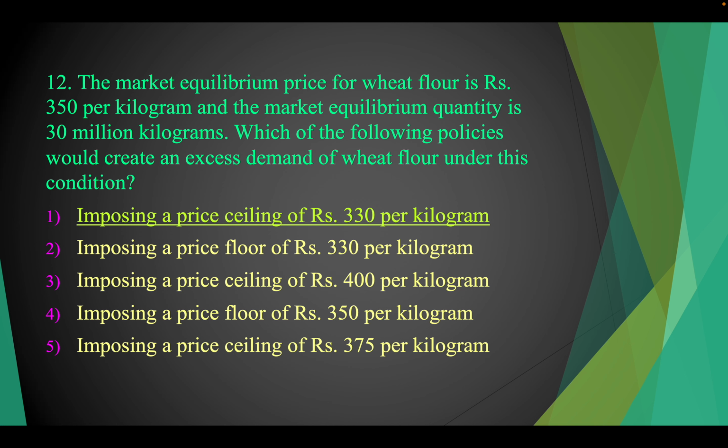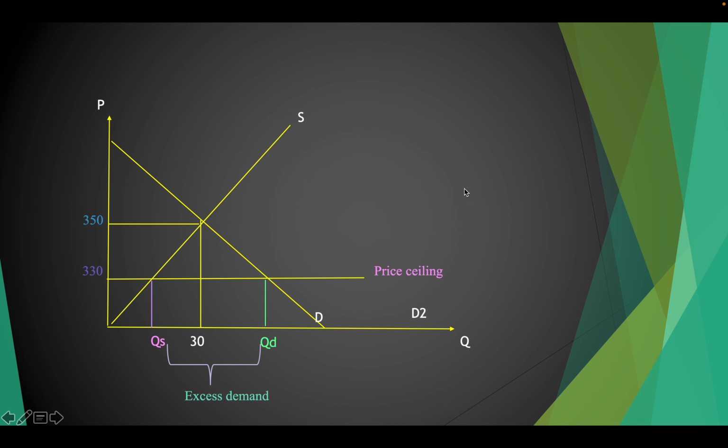First answer we'll see. Imposing a price ceiling of 330 rupees per kilogram. This is the price ceiling. We can also call it the maximum price. So equilibrium price 350, equilibrium quantity 30. Then the price ceiling, the maximum price, is 330. This is imposed by the government for consumer support. At 330, you can see the place where the price ceiling intersects the demand curve.